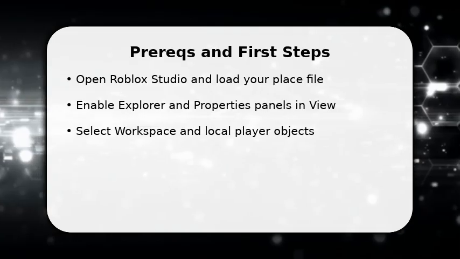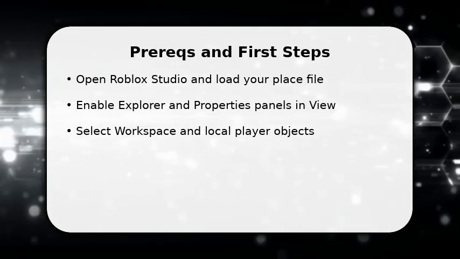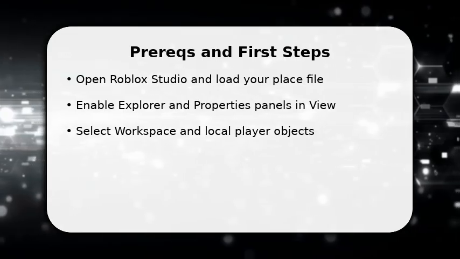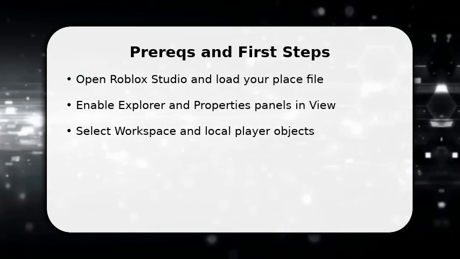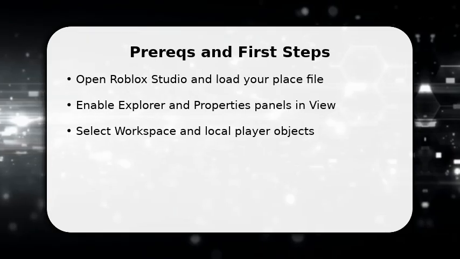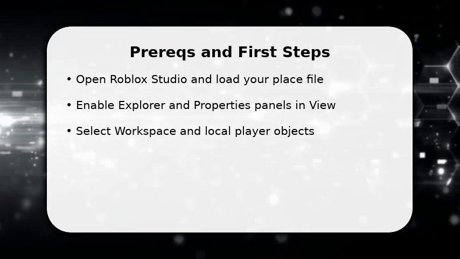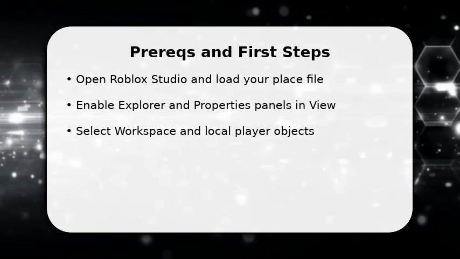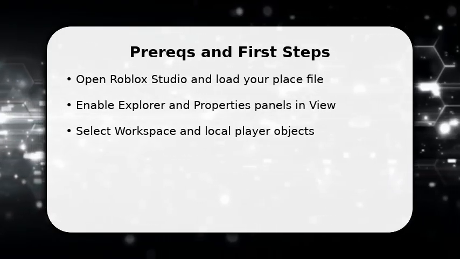You should already have Roblox Studio open with Explorer and properties visible. Now load the place you want to modify. You will begin by selecting the character or model whose collisions you want to change. Once selected, inspect the humanoid root part or primary part in properties so you can edit collision-related fields.